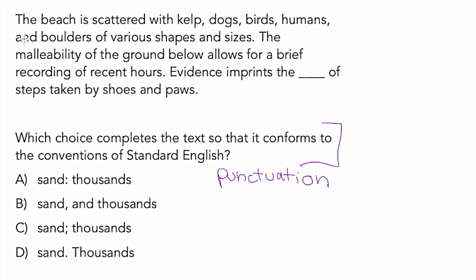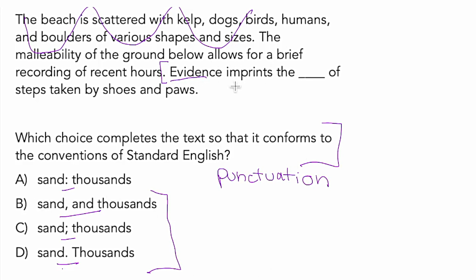So with punctuation questions, we actually don't have to bother reading the paragraph. We're just going to start with our sentence. Evidence imprints the sand, maybe and, thousands of steps taken by shoes and paws. So looking through my answer choices, I'm seeing a colon, a comma, and a fanboy, a semicolon, and a period. So automatically off the bat, I'm already seeing that B, C, and D are all separating independent clauses. B and C are making compound sentences, and D is just separating the 2 sentences. So if I can prove to myself that these are not 2 independent clauses, I can pretty much eliminate all 3 of these.